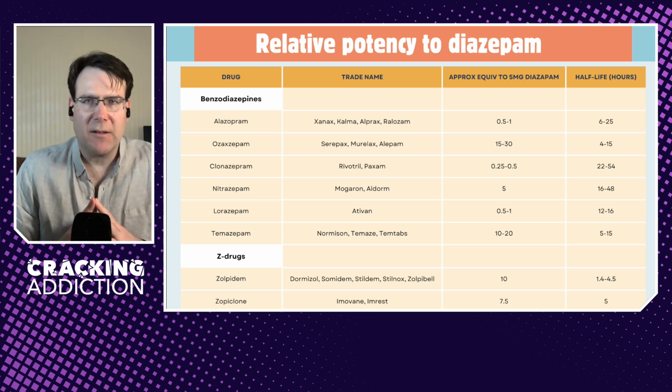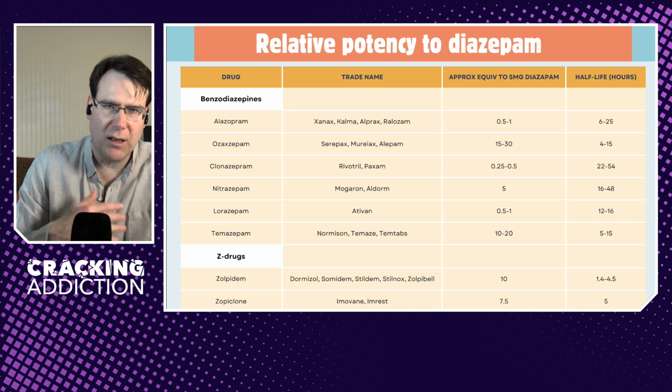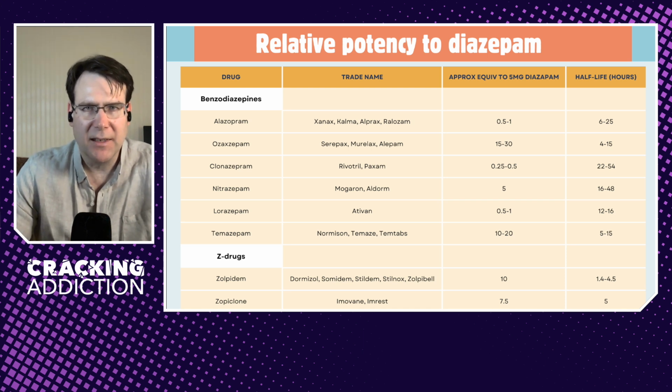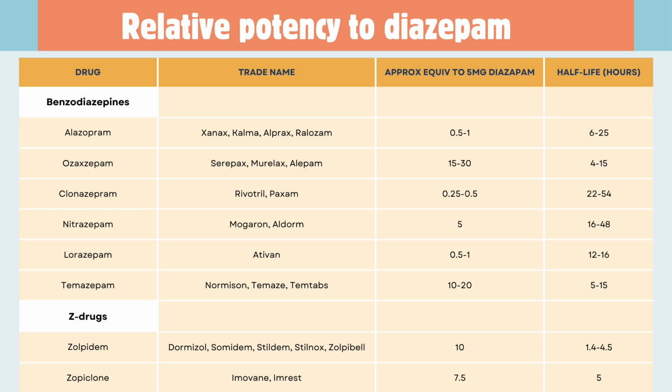So if we're thinking about relative potency, it's very common to compare all other benzodiazepines with 5 milligrams of diazepam. It's important to understand that potency gives you an indication of dose, and the half-life gives you an indication for its clinical indication, what condition we would use it for.